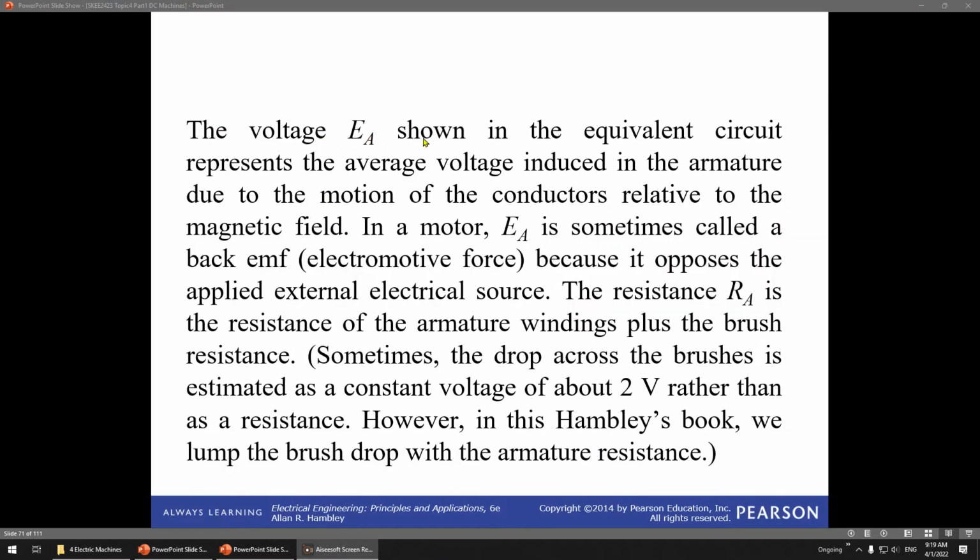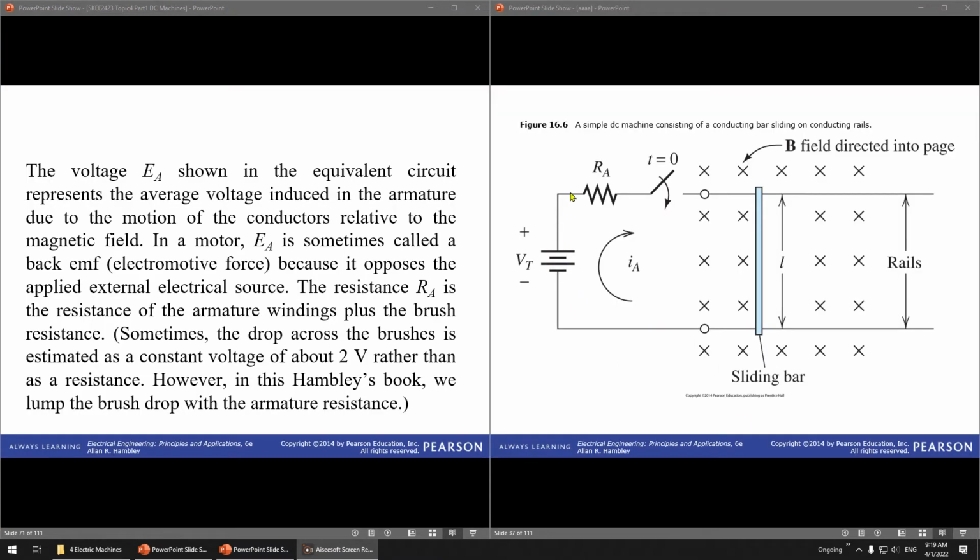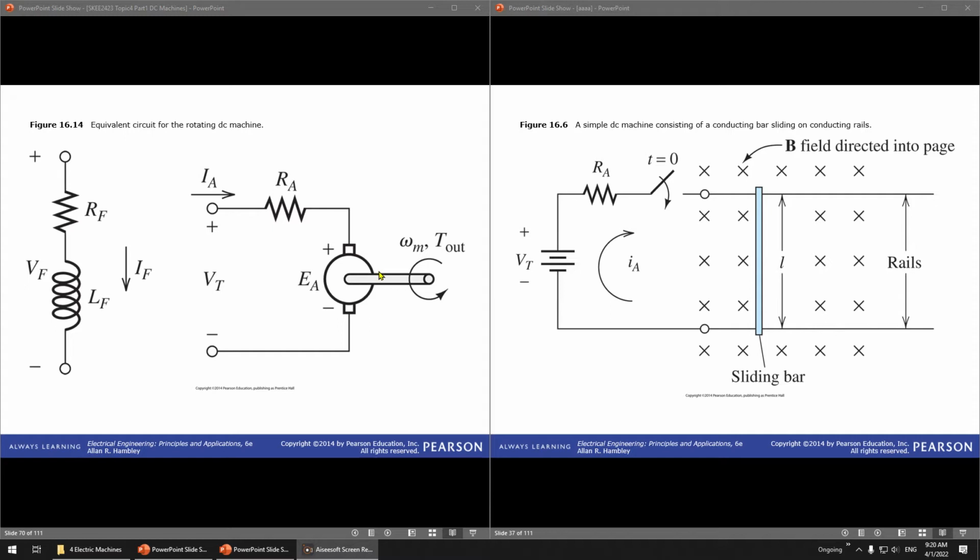The EA shown in the equivalent circuit represents the average voltage induced in the armature due to the motion of the conductor relative to the magnetic field. I already discussed this before. When you apply a voltage VT here, there is a current and a magnetic field, so the conductor will move to the right. When it moves, because you move the conductor against the magnetic field, it will create an EMF, electromotive force. So it becomes a voltage source here. That's why this occurs.